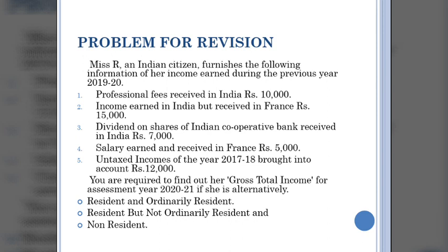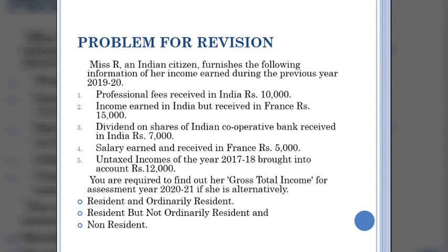Dividend on shares of Indian Cooperative Bank received in India. Dividend from companies is only exempted. Indian companies alone are exempted. Other dividends are taxable. So dividend from Cooperative Bank received in India is an Indian income, taxable to all. Then salary earned and received in France, rupees 5,000. It is taxable only to the residents because it is a foreign income.